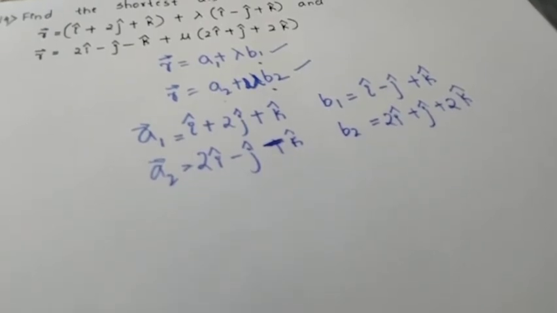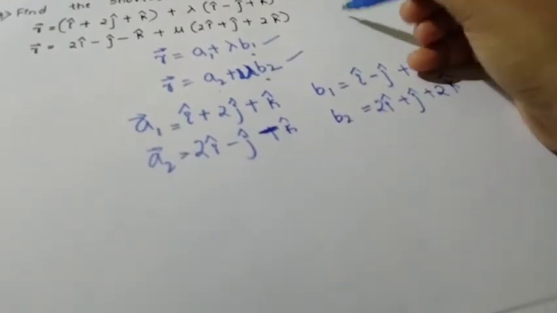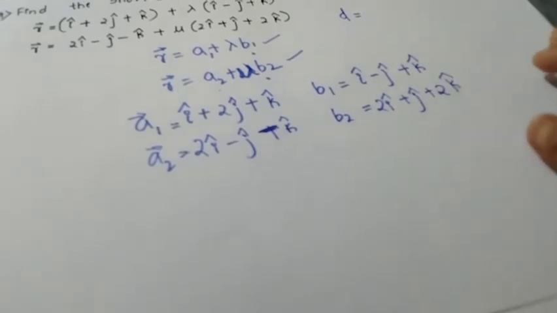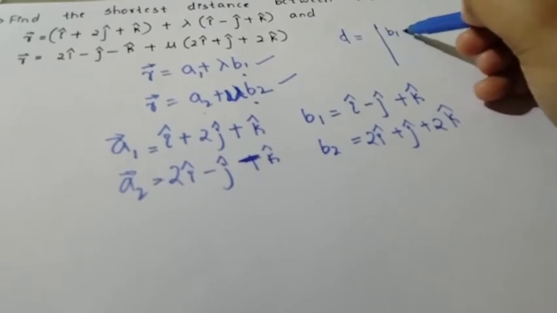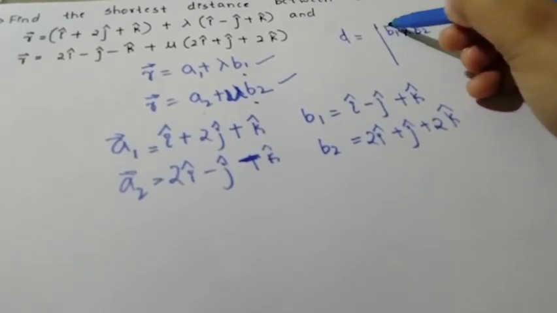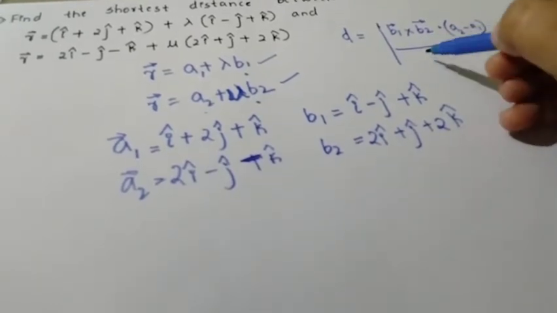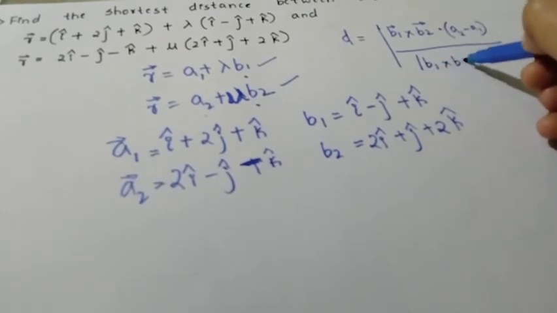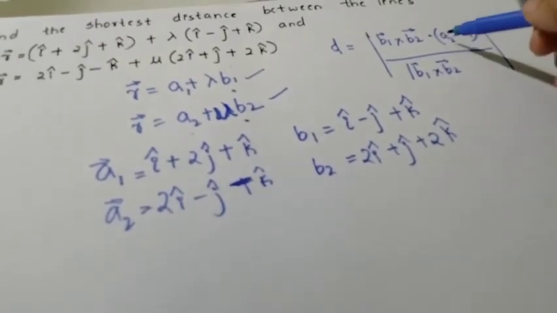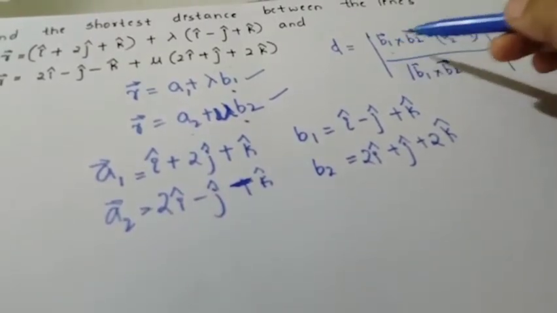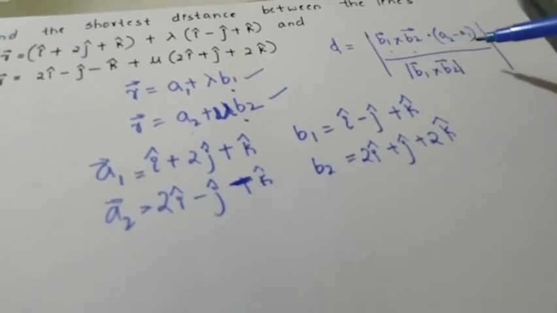So next you have to apply this in the formula. If you want the shortest distance between two lines, D is equal to, what is the formula for shortest distance? It is given by vector B1 cross B2 dot product with A2 minus A1, divided by modulus of B1 cross B2. So even if the value comes negative, you have to take positive only.